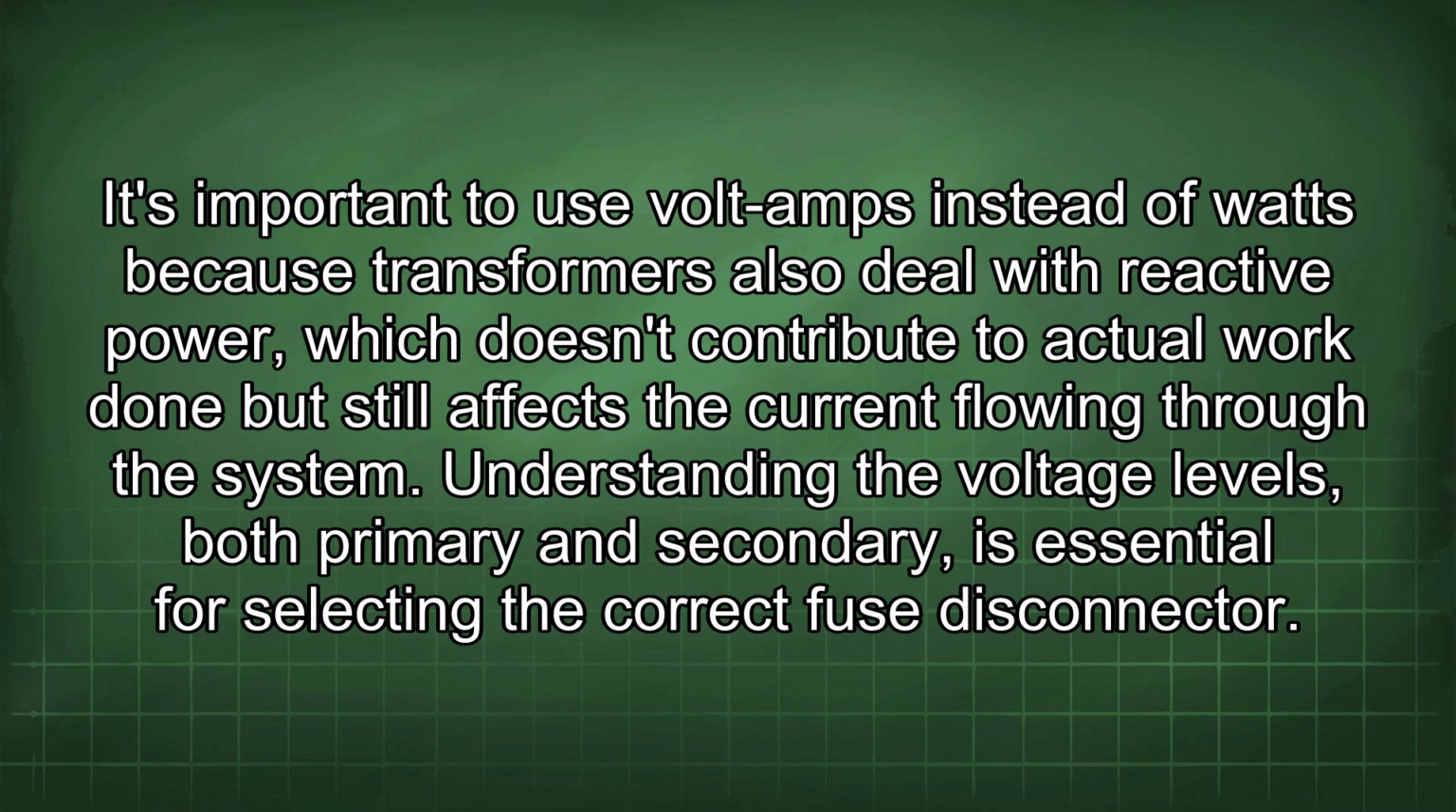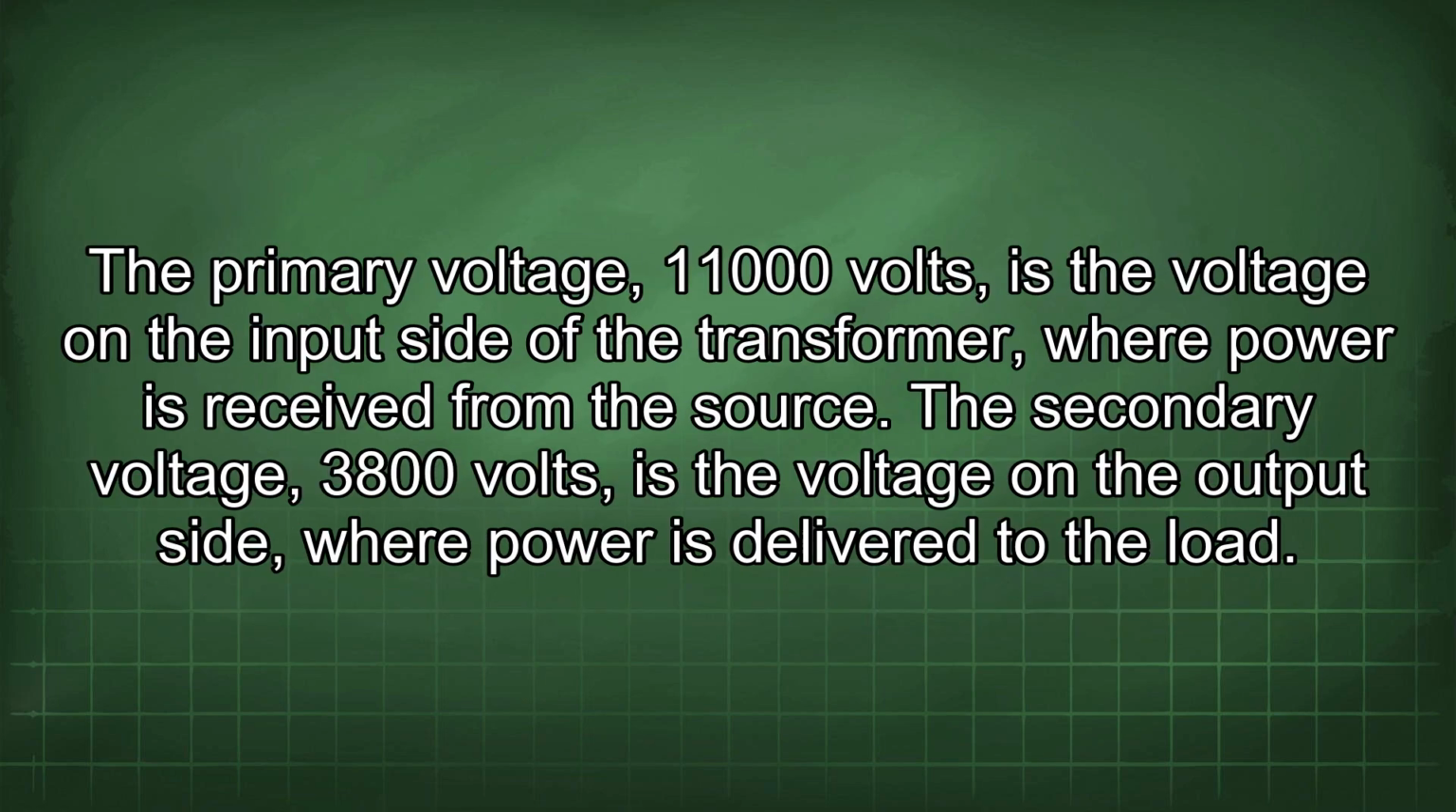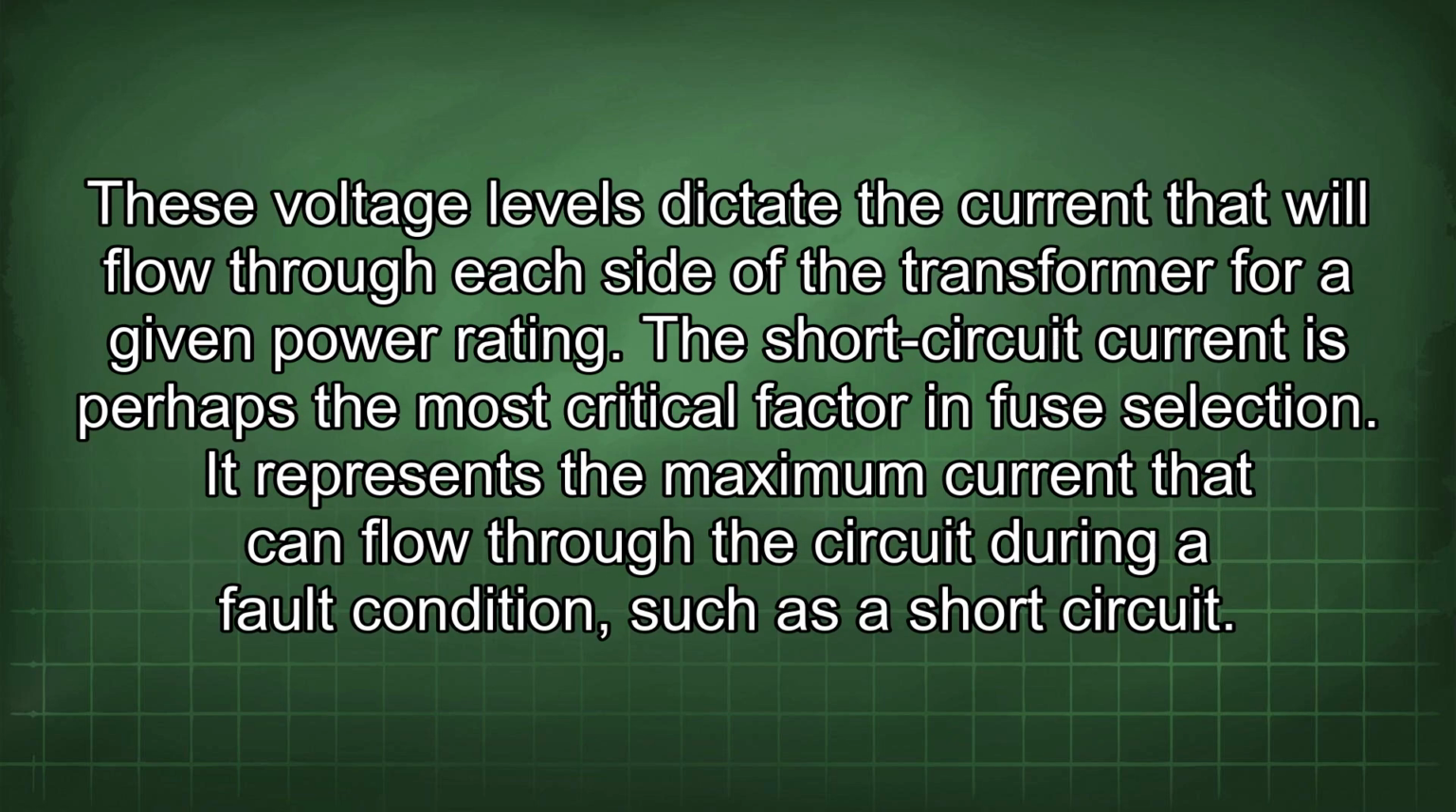Understanding the voltage levels, both primary and secondary, is essential for selecting the correct fuse disconnector. The primary voltage, 11,000 volts, is the voltage on the input side of the transformer, where power is received from the source. The secondary voltage, 3,800 volts, is the voltage on the output side, where power is delivered to the load. These voltage levels dictate the current that will flow through each side of the transformer for a given power rating.